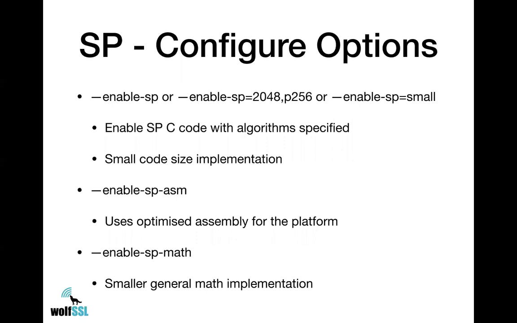And there's another little option in there to help out with code size, you can enable SP math. So this is a cut down version of the generic maths, the multi-precision maths, that gives you just enough maths to be able to get by. Because all of the RSA operations, from the exponentiation down to the adds and the multiplications, that kind of stuff, are in SP, then you don't need too much out there in the multi-precision library. So we can cut down on that and give you a smaller implementation overall.